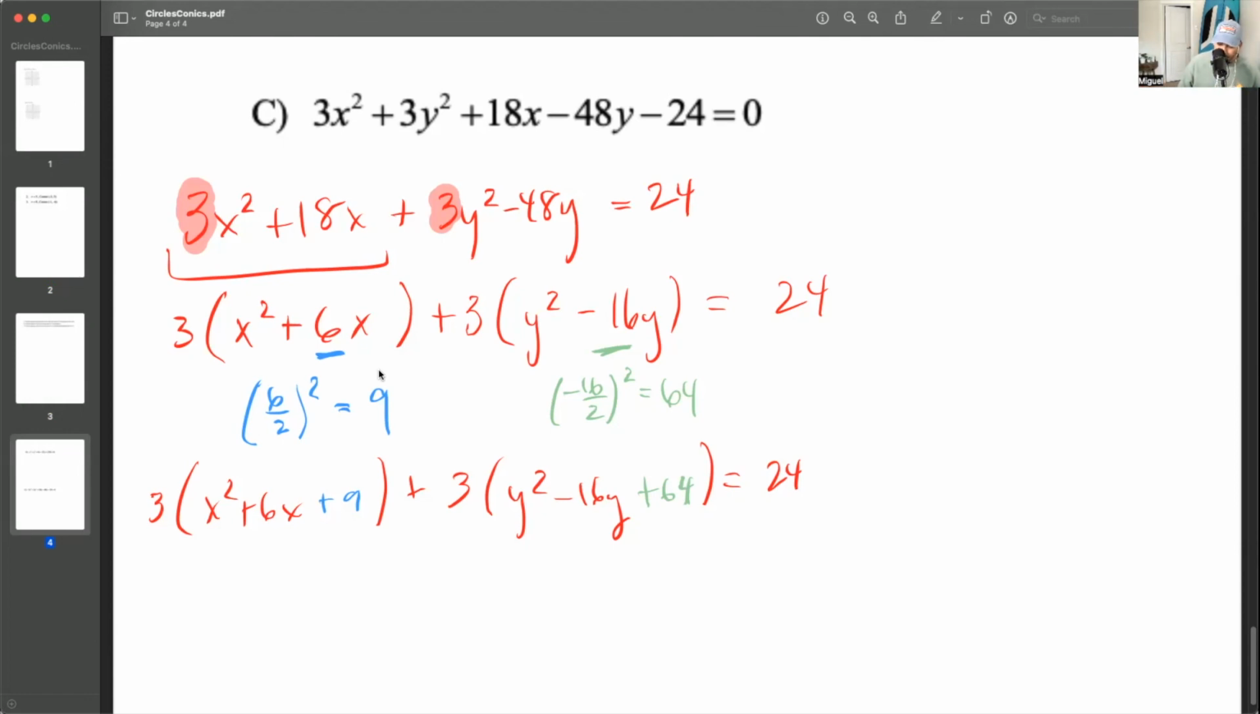So technically, we need to introduce a 3 times 9, which is 27. So that's a 27 that I introduced on that side. And then the same thing for the other value. 3 times 64. That looks like it's 192.